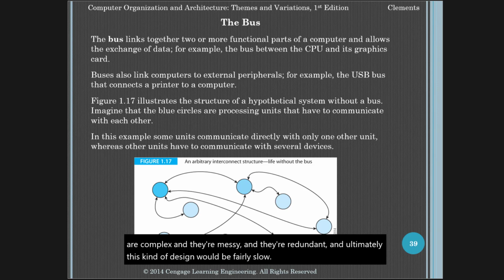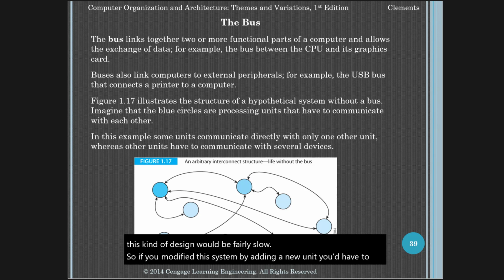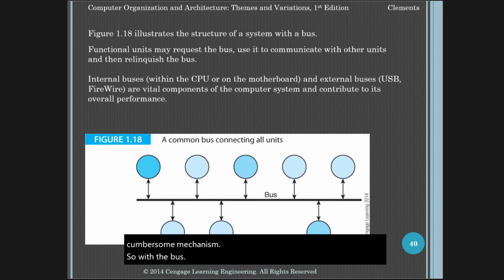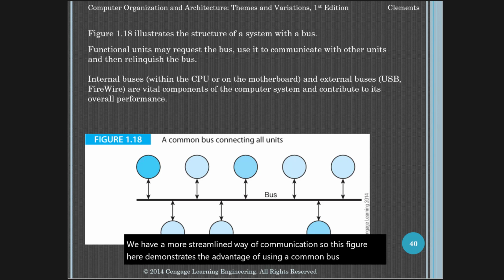So if you modified this system by adding a new unit, you'd have to add new highways between the new device and every unit with which it has to communicate. So updating would also be a cumbersome mechanism. So with the bus, we have a more streamlined way of communication. This figure here demonstrates the advantage of using a common bus to connect all of the units together because it's one single data highway.